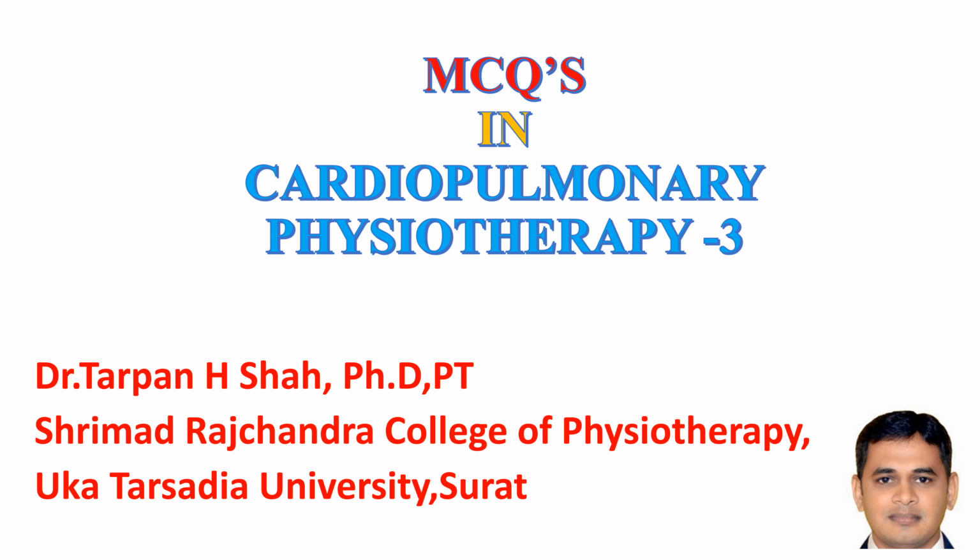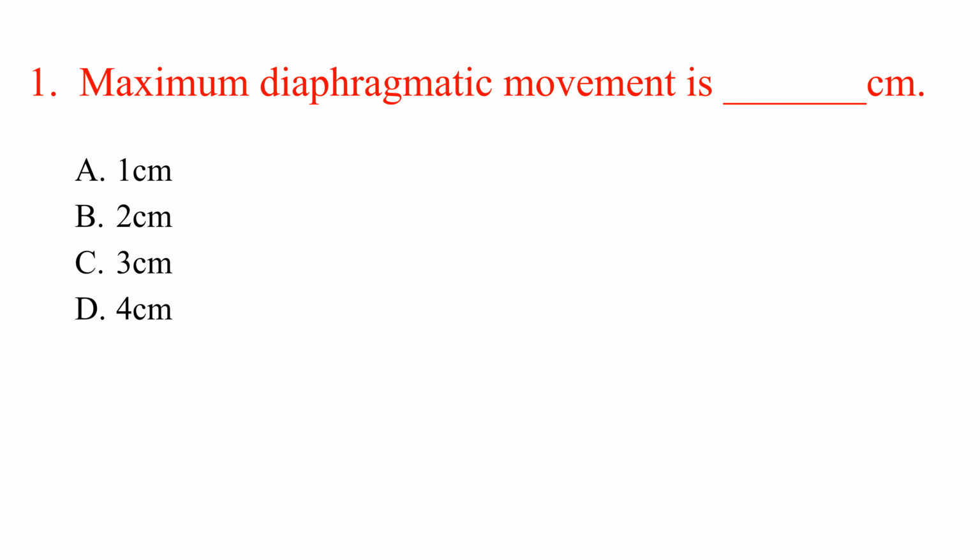Let's see. Number 1. Maximum diaphragmatic movement is dash centimeter. A. 1 centimeter, B. 2 centimeter, C. 3 centimeter, D. 4 centimeter. Here the answer is C, that means 3 centimeter.